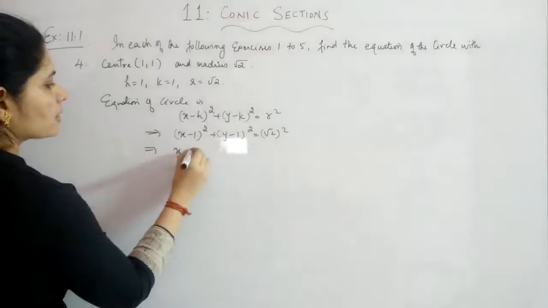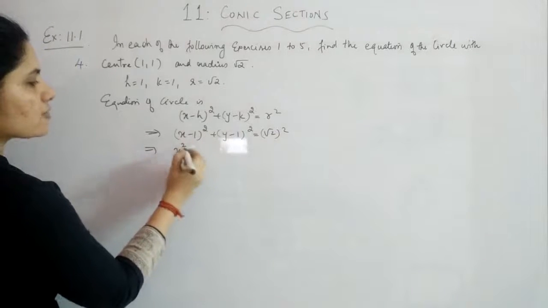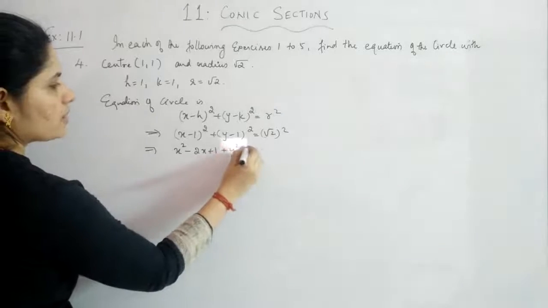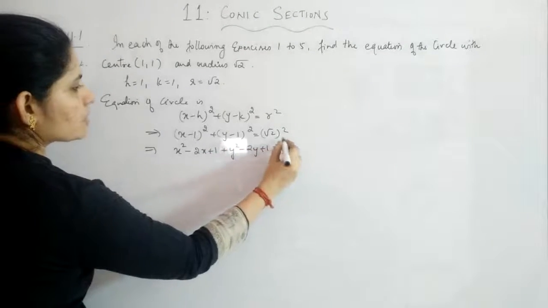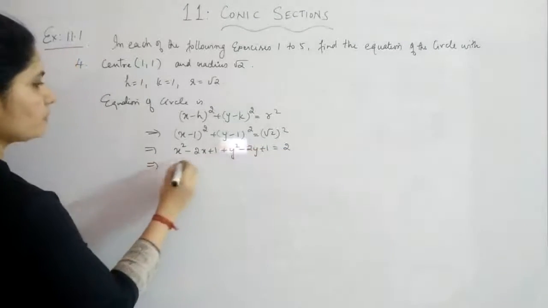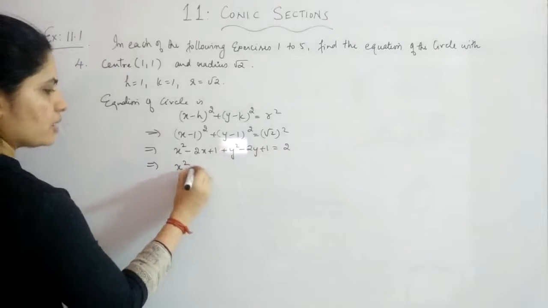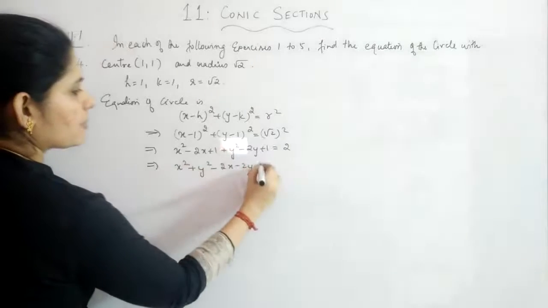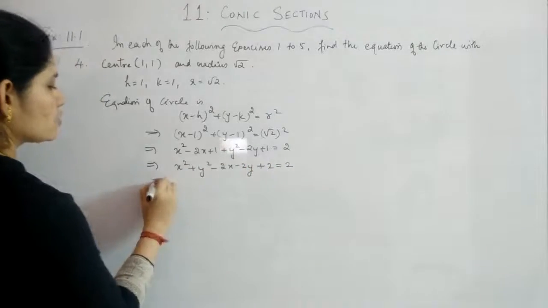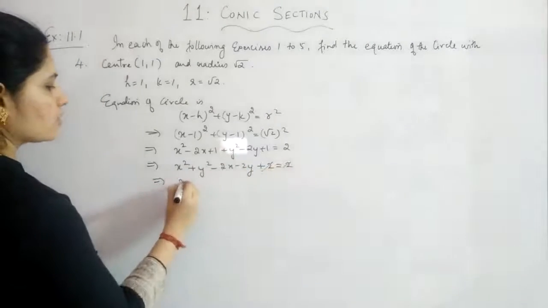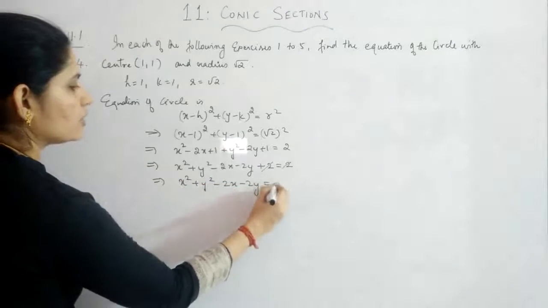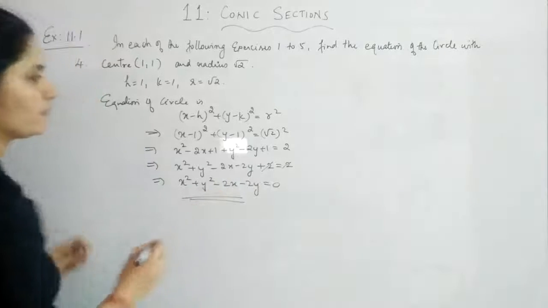So x minus 1 the whole square will give you after expansion x square minus 2x plus 1 plus y square minus 2y plus 1 is equal to root 2 the whole square, which is 2. Now writing first x square term, then y square term, then x term, then y term, and 1 plus 1, 2 you have equal to 2. So that these two get cancelled and your equation becomes x square plus y square minus 2x minus 2y equal to 0. Simple.